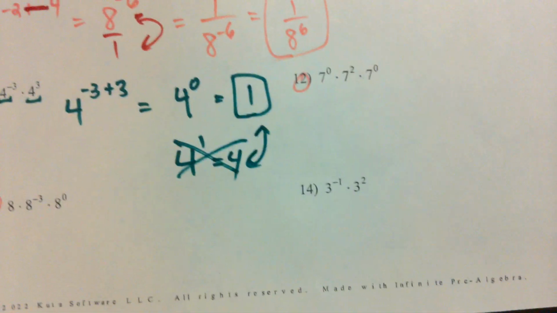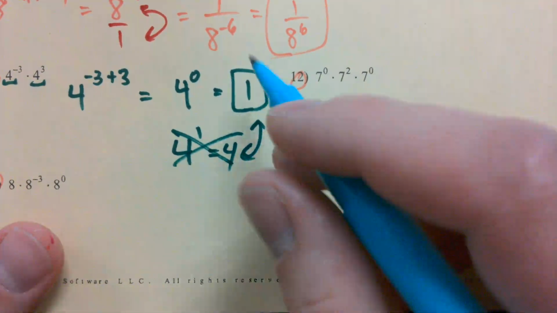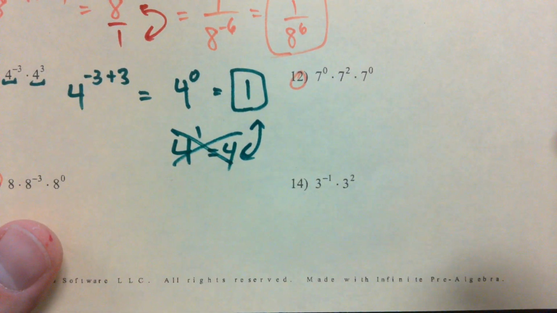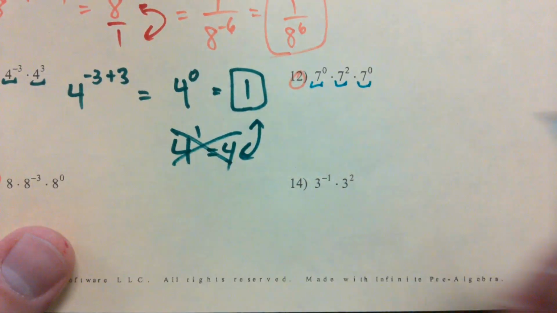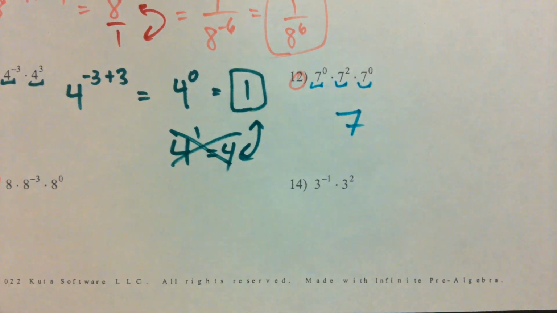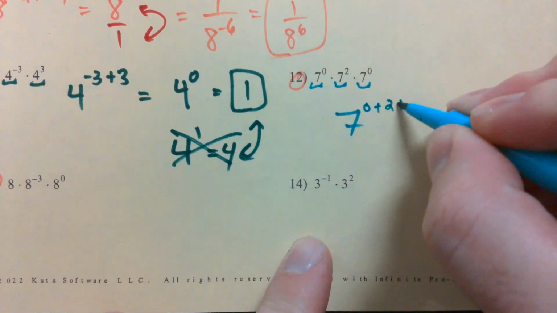Gentlemen, I appreciate it. So, 12. We got 3 bases here, but that's fine because they're all like bases. 7, 7, 7. We'll create one large 7 and add together 0 plus 2 plus 0.